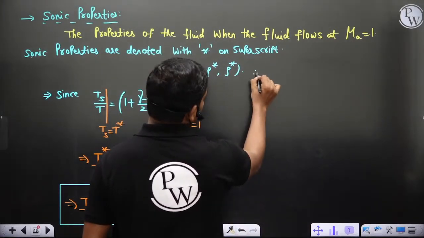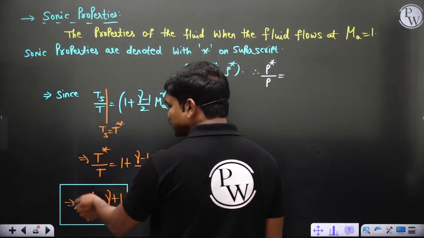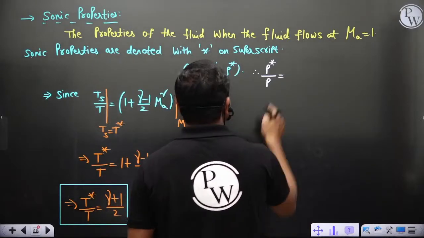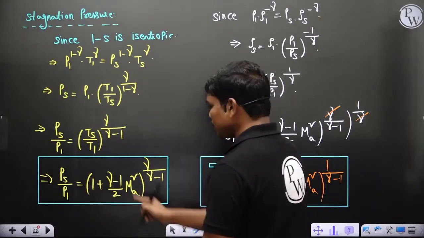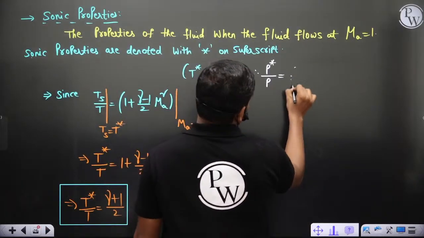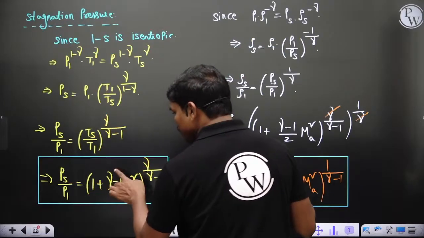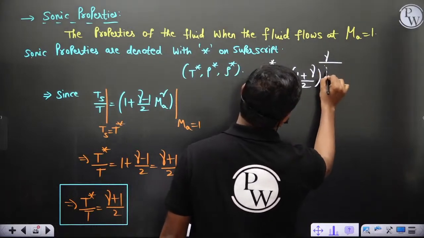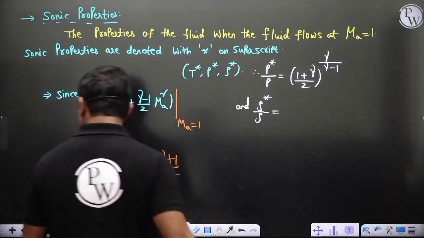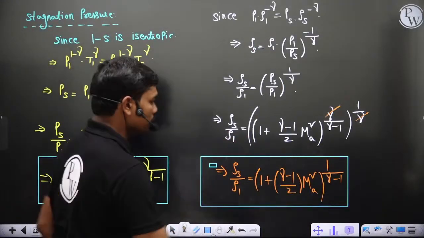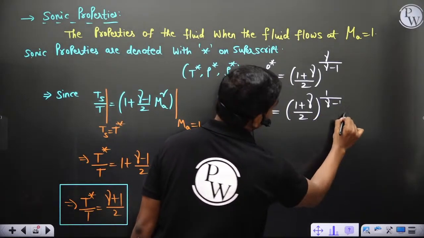Therefore, if the gas is flowing at temperature T, then the sonic temperature of the gas is gamma plus 1 by 2 times this T. Similarly, P star by P is equal to, if I put Mach number equal to 1, 1 plus gamma minus 1 by 2, the whole power gamma upon gamma minus 1. And rho star by rho is equal to gamma plus 1 by 2 power 1 by gamma minus 1.